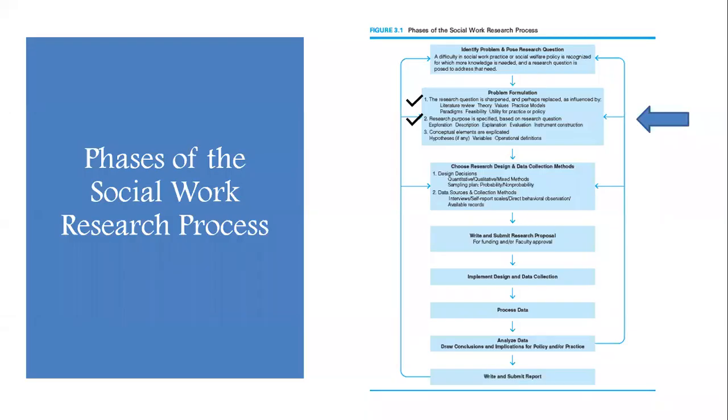And so here we are in the second phase of the social work research process. Here we are going to talk about some of the factors that are at play in this process of sharpening our research question. And then we will move on to the second part of problem formulation, which is related to defining the purpose for our study.